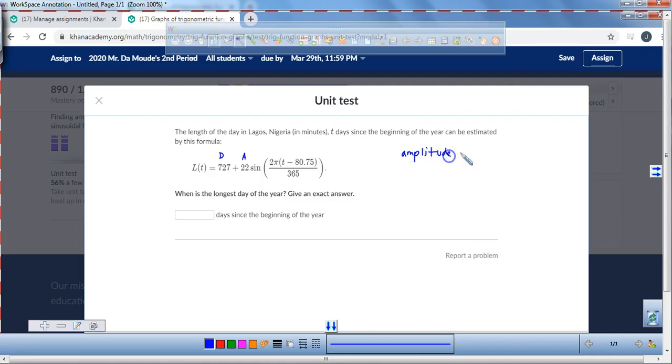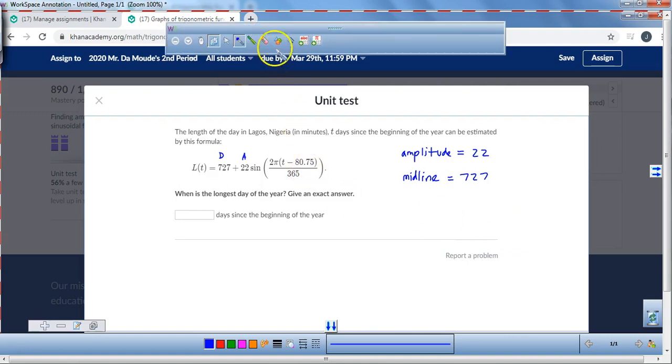The amplitude is the absolute value of the A value. So right now our amplitude is 22. Alright, we also know our midline. Our midline is our D value. So our midline is going to be this D value, which is 727.